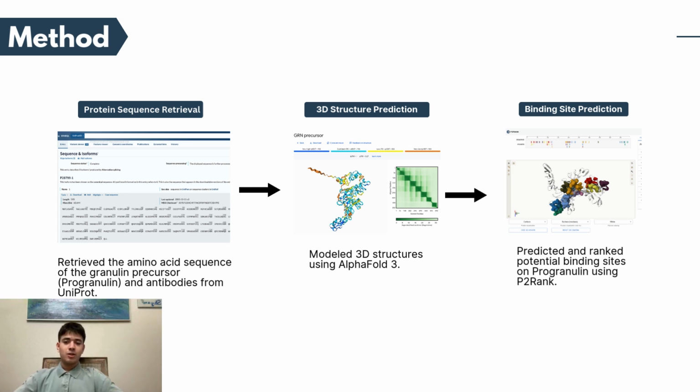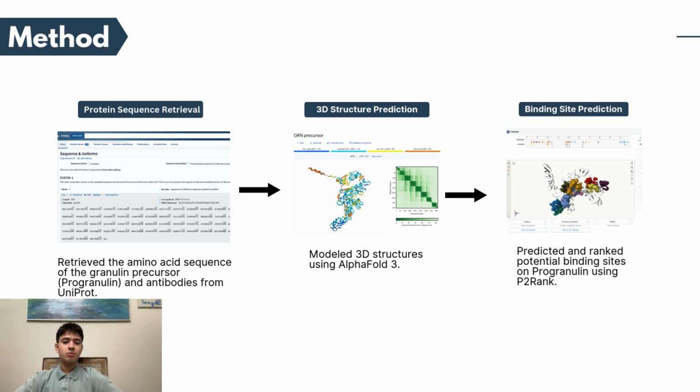So now we'd like to talk about our methodology throughout this research. The first thing we did was we retrieved the amino acid sequences of the granulin precursor, or progranulin, and the antibodies that we were going to focus on for our research from UniProt, which is a protein database that contains a lot of information about various proteins and nucleic acids.